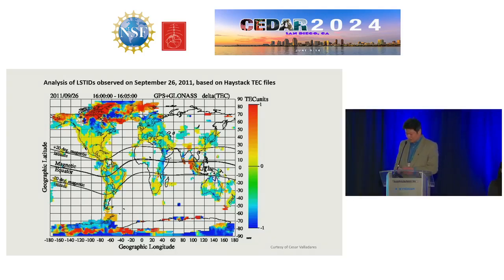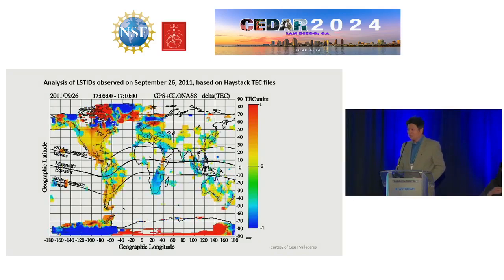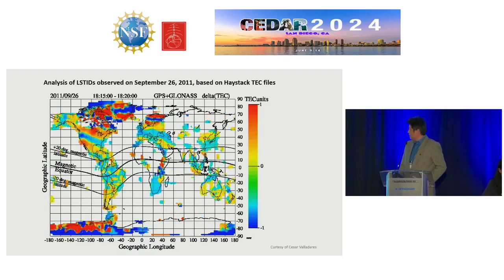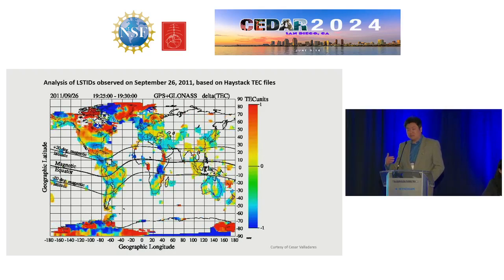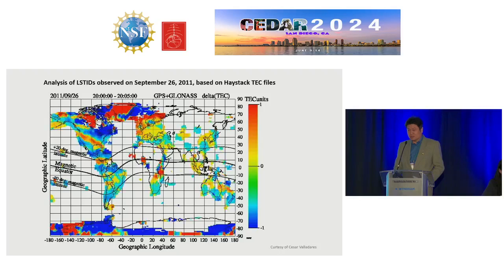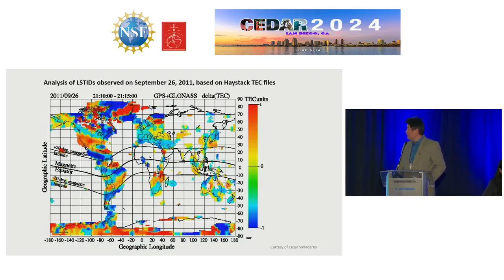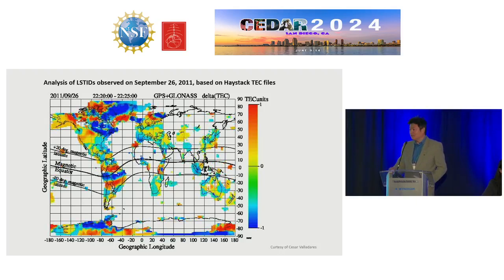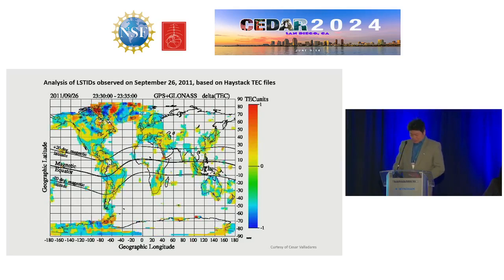So this is a movie that shows the large-scale TIDs, and they also show some wave-like features like MSTIDs. These MSTIDs could be the result of gravity waves propagating from below or generated in the middle atmosphere.